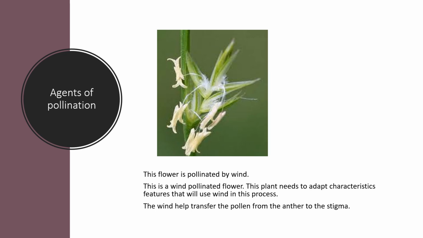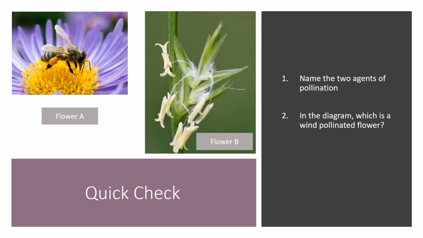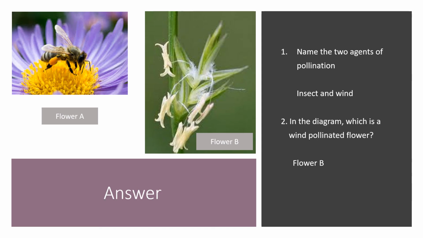Prepare your pencil and paper. We will have our last quick check for this topic. Click pause and then answer our last quick check. Number 1. Name the two agents of pollination. Second question. In the diagram, which is a wind-pollinated flower? Check your answer.